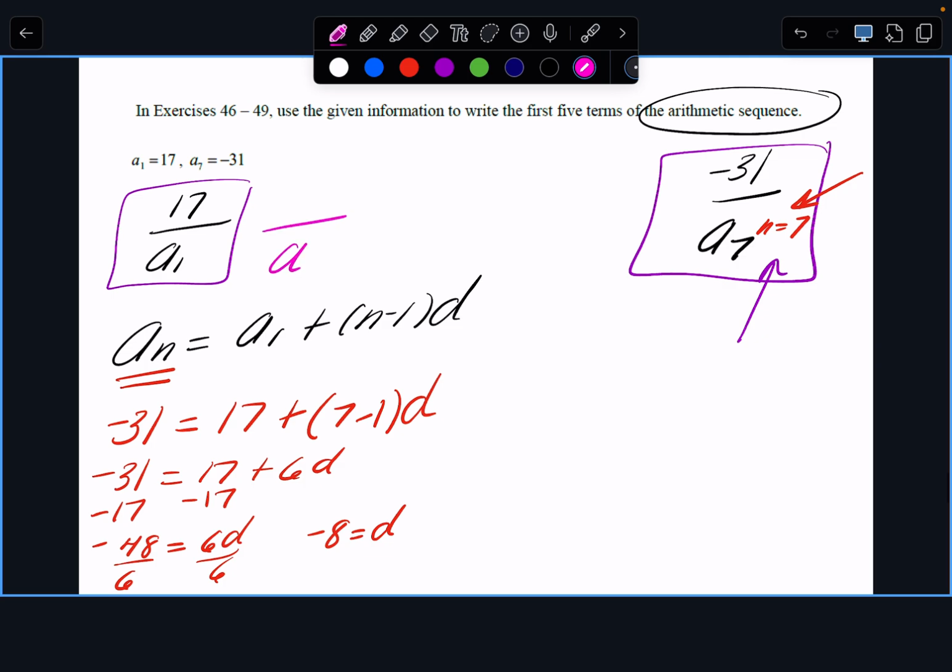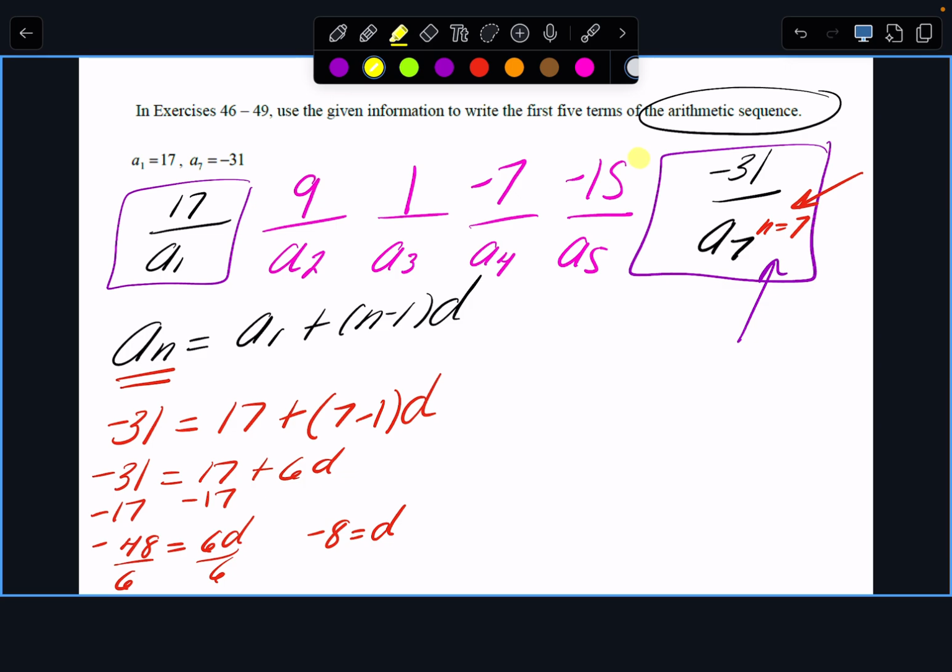It says find the first 5 terms. So here's a sub 2, a sub 3, a sub 4, a sub 5. We're just subtracting 8. So I would literally just go to my calculator: 17 minus 8 is 9. Minus 8 is 1. Minus 8 is negative 7. Minus 8 is negative 15. So that's what you'd be highlighting on your test. Questions on that one? Is that making sense?